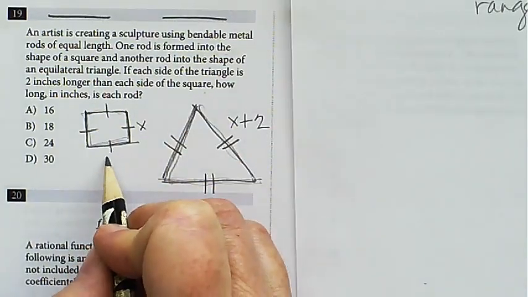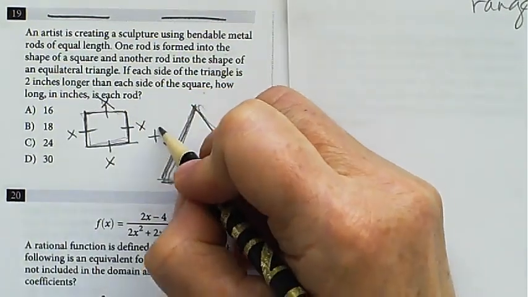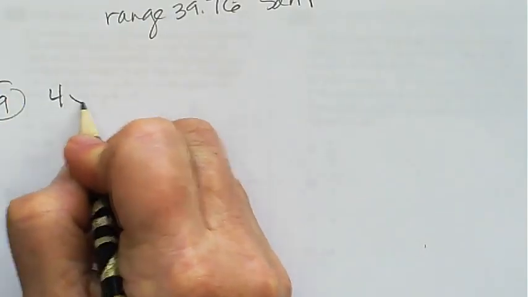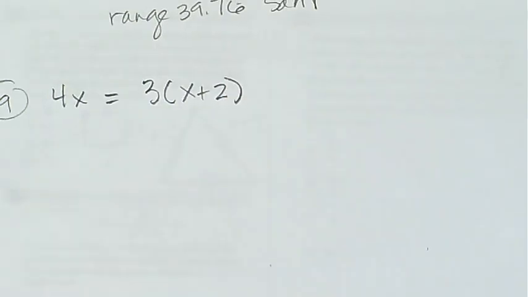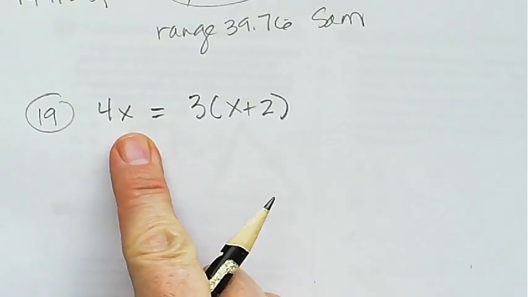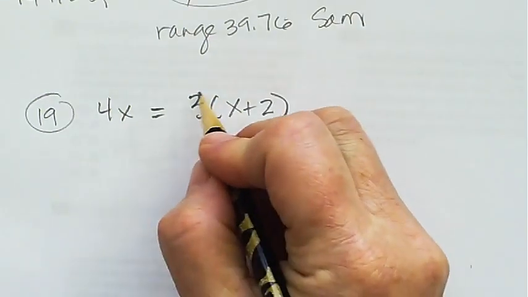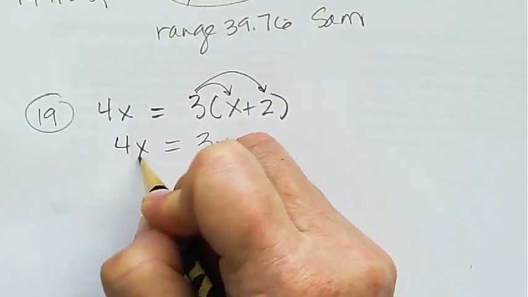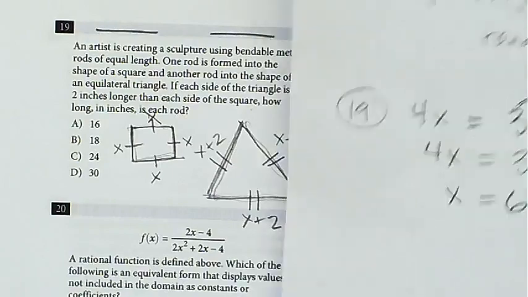So that means X plus X plus X plus X is going to be the same as X plus 2 plus X plus 2 plus X plus 2. So my equation would be 4X equals 3 times X plus 2. The amount of rod used to make the square is the same as the amount of rod for the equilateral triangle. So that's going to give me 3x plus 6 equals 4x. Subtract 3x from each side, so x equals 6.